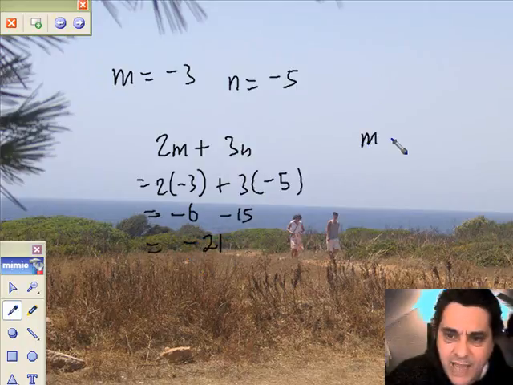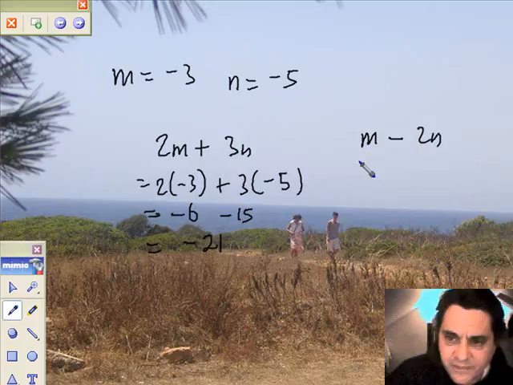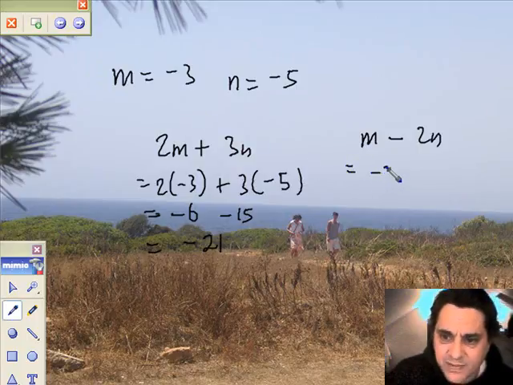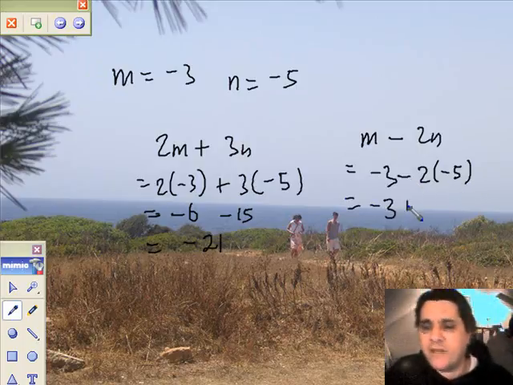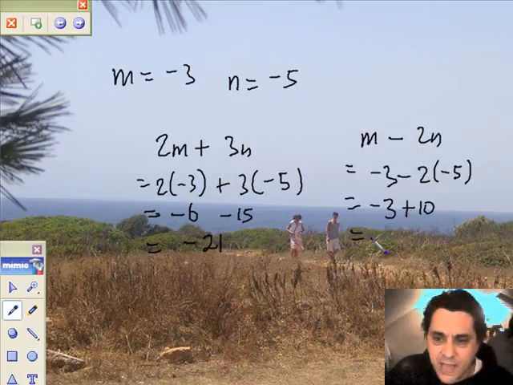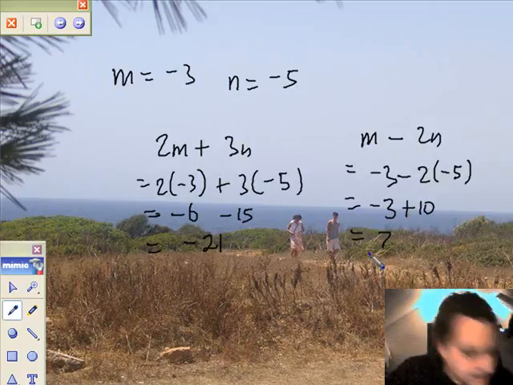Do a couple more of these. I've got here m, take away 2 lots of n. Well, m is minus 3. I want to take away 2 lots of minus 5. So minus 3, leave it alone for now. Minus 2 times minus 5 is positive, plus 10, and minus 3 plus 10 is 7.